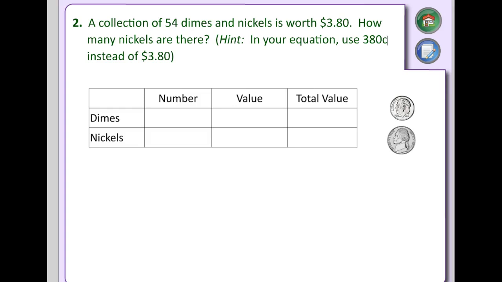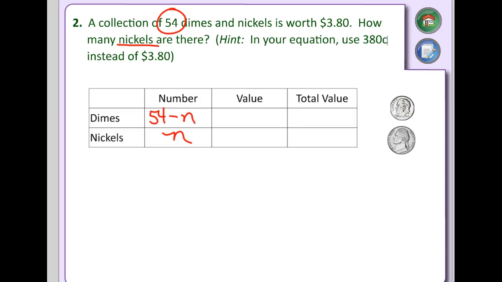The question says, how many nickels? So just like yesterday, if I'm solving for nickels, I'm going to make nickels n, because when I get done with the math and I isolate n, I have my answer. But if nickels are n, how many dimes are there? Well, remember, there was a total of 54 coins, so in order for me to find how many dimes, it's going to be the total number of coins minus the nickels. That's just exactly what we did yesterday.